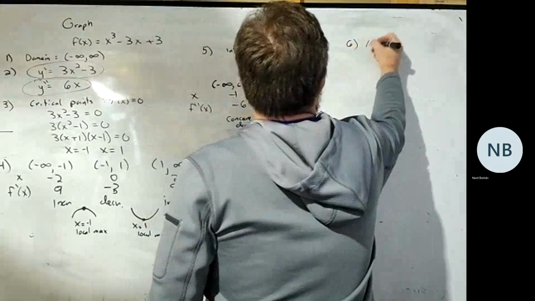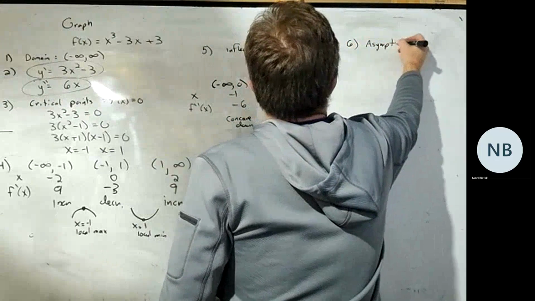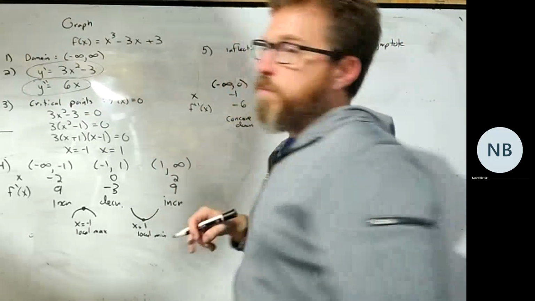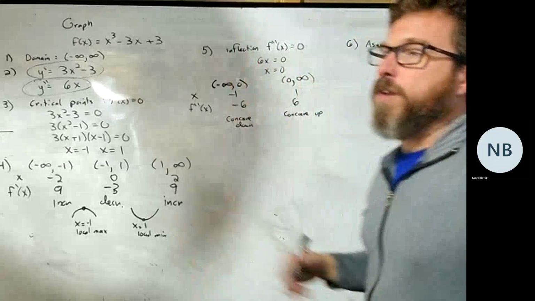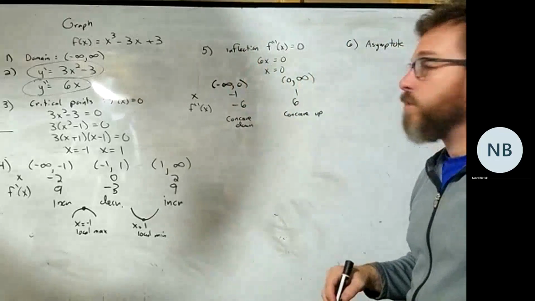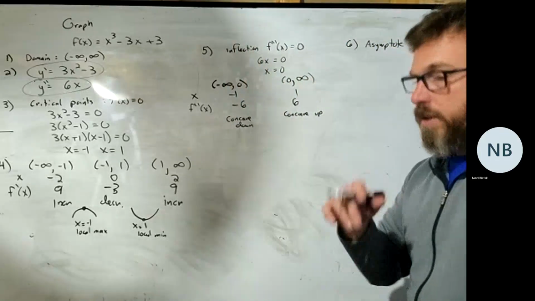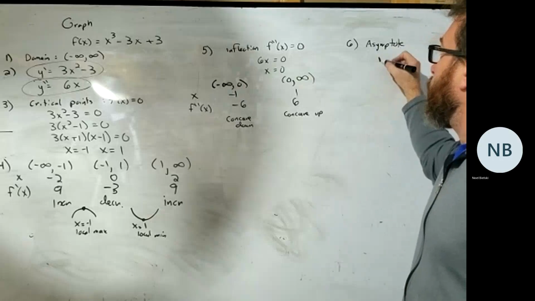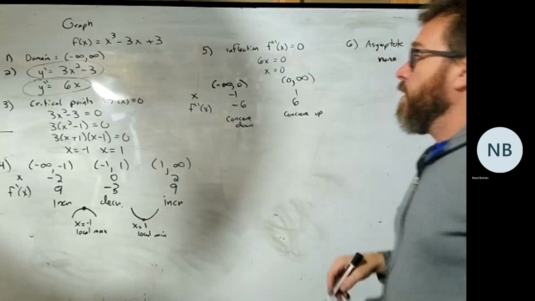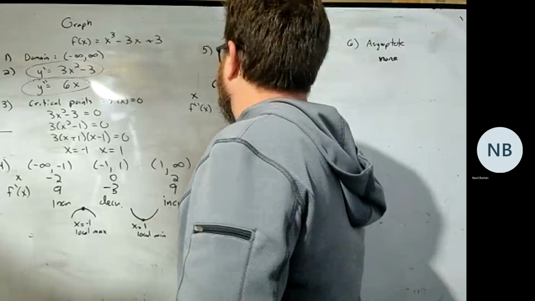Number 6 says identify any asymptotes. Asymptotes happen with certain functions, and polynomials don't have asymptotes. When we get to a rational function in a second, it will have asymptotes. But number 7 is going to finally ask us to graph.